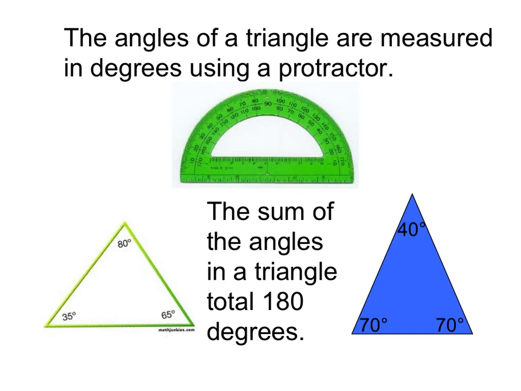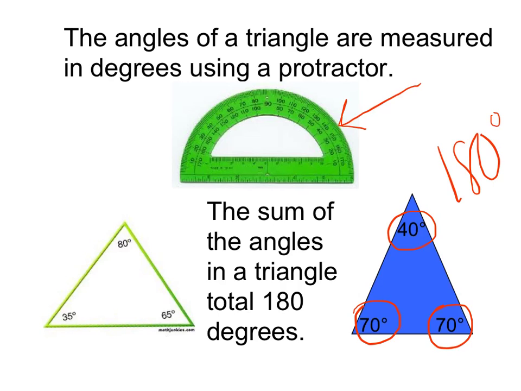The angles of a triangle are measured in degrees using a protractor. This green tool right here is a protractor. It measures the angles. The sum of the angles in all triangles will total 180 degrees. If I look at this blue triangle down here at the bottom, I've got three measurements, 70, 70, and 40. If I add those three numbers, they will all total 180 degrees.